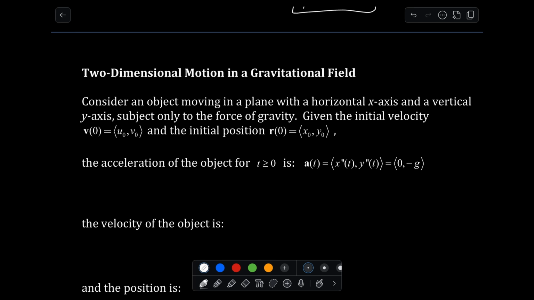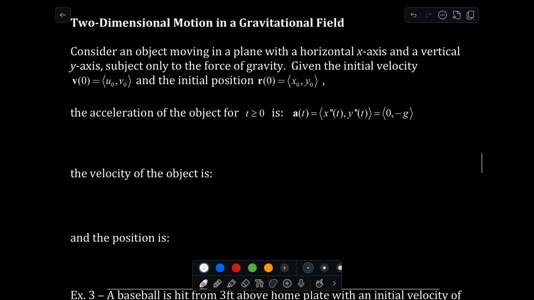So consider an object moving in a plane with a horizontal x-axis and a vertical y-axis, subject to only the force of gravity. Given the initial velocity v naught equals u naught, comma, v naught, and the initial position r naught equals r of 0 equals x naught, comma, y naught. The acceleration of the object for t greater than 0 is described like this.